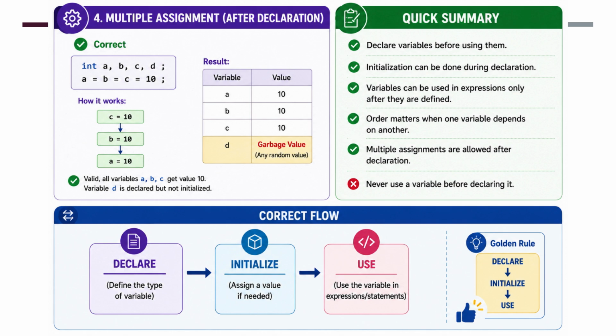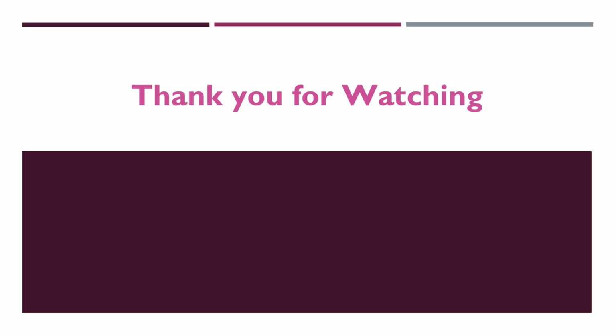First declare, then initialize. It can be done during declarations as well. The variable can be used in an expression only after it is defined, and the order only matters when one variable depends on another. Multiple assignments are allowed after declaration. Never use a variable before declaring it. As shown in the diagram below, the correct flow is given. Arithmetic instruction will be discussed in the next video.